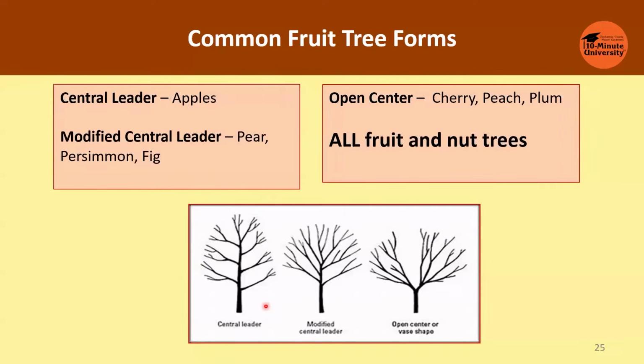Now, in the central leader form, the center is the highest, and the sunlight reaches the tree from basically along the edge of the canopy. To get a modified central leader, you simply remove the top of a central leader and it will grow into a modified central leader.